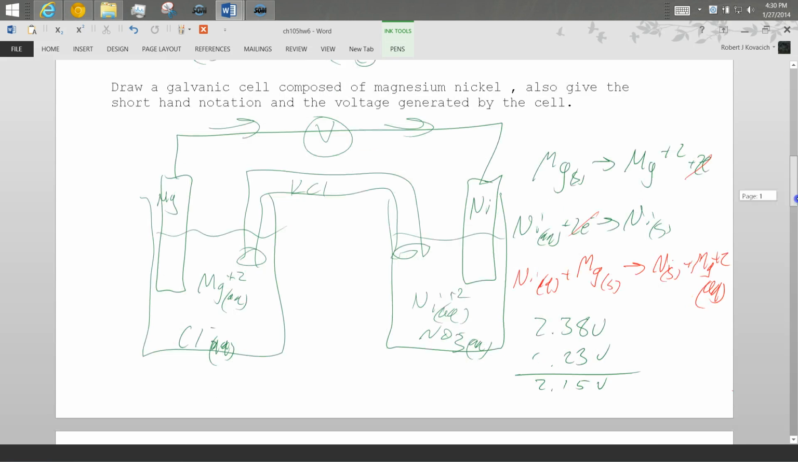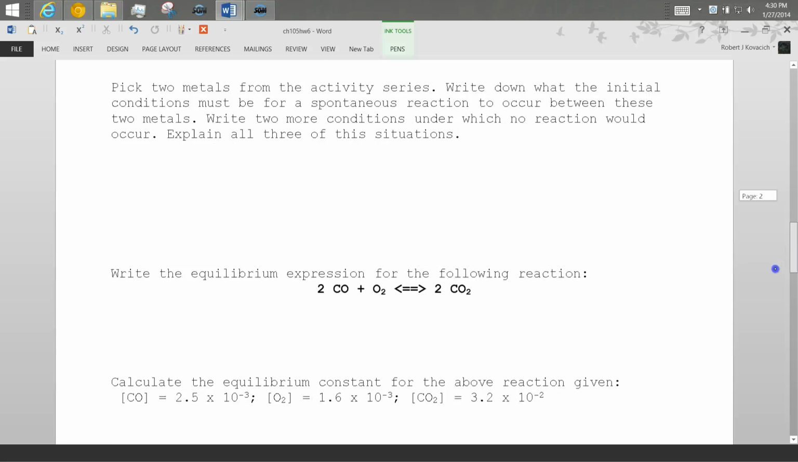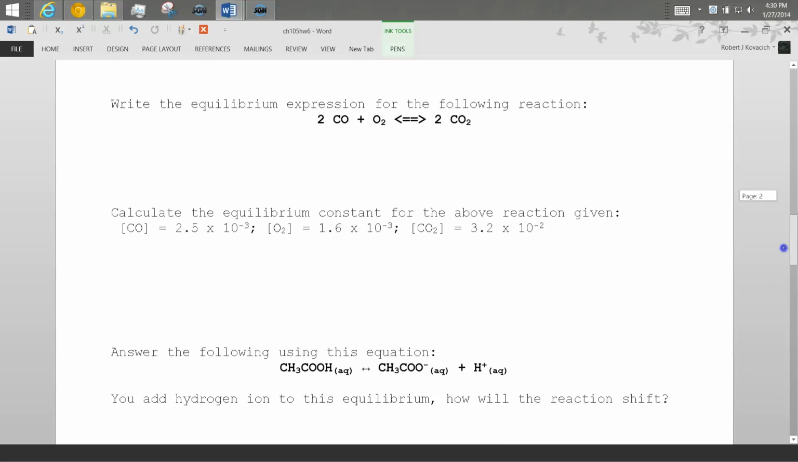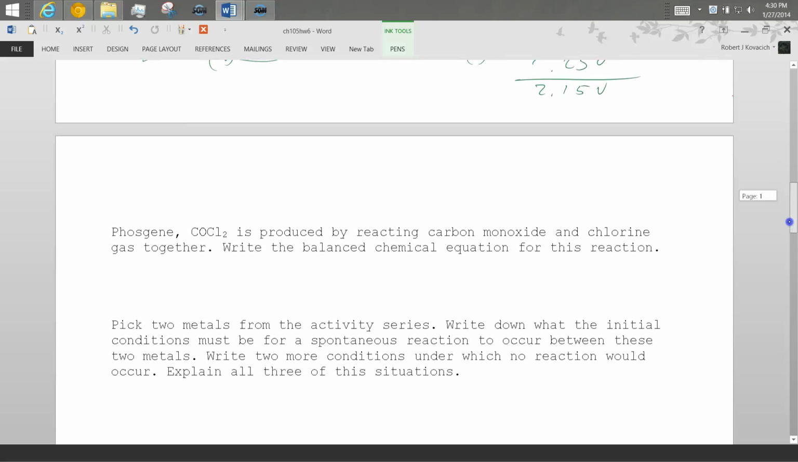Is there anything else on this? Okay, so write the balanced chemical equation of carbon monoxide gas and chlorine gas, and they're going to make phosgene. It's a gas. And that's balanced. That's pretty easy.